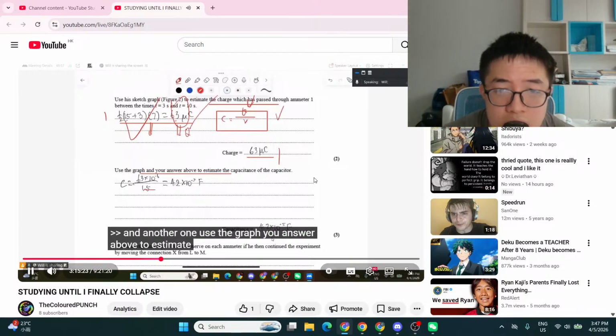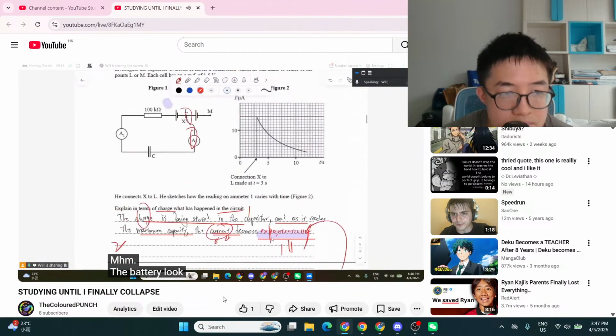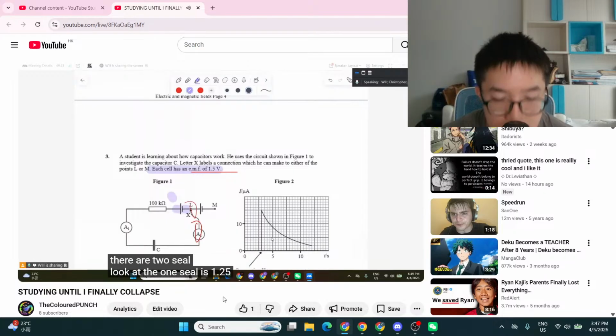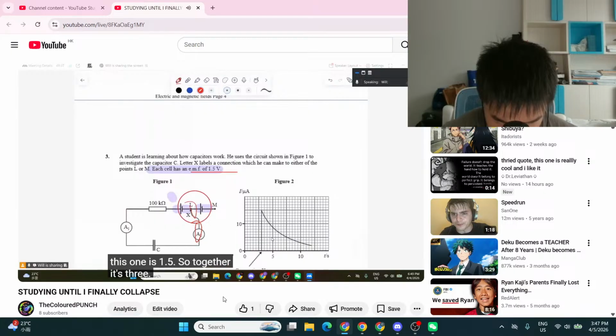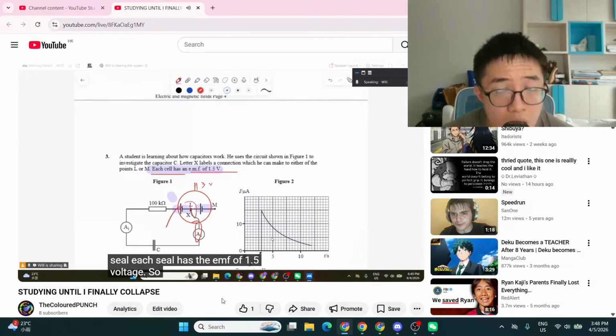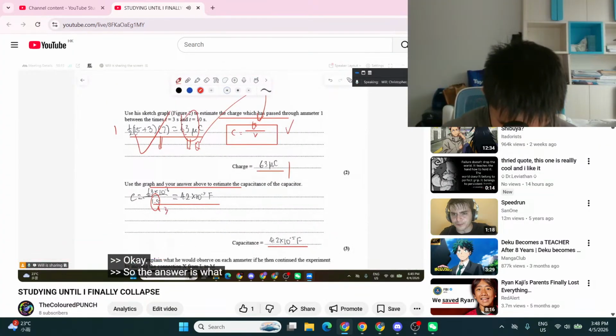And another one. Use the graph, yeah, you're right. Answer about the estimate of the capacitance. So the 4.2 is over 1.5. The battery, look at the EMF. Is it 0.5? No, it's 3, because there are two cells. Look at one cell is 1.5. This one is 1.5. So together, it's 3. Understand that? 3 volts. Because the question tells us each cell has an EMF of 1.5 volts. So this cell 1.5, another cell 1.5. So together, the total EMF, the total potential, has 3 volts. So we have to change the 1.5 into the 3. Understand that?